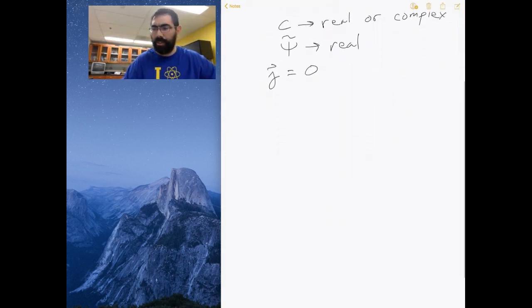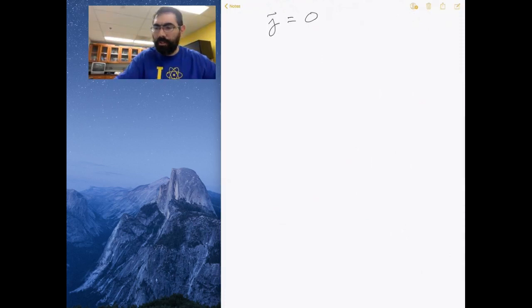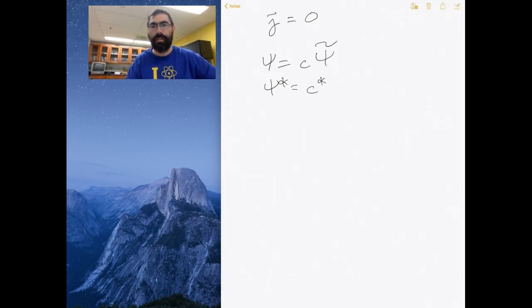In this case, I already wrote down that ψ is c times ψ̃. ψ* is c*, in case the coefficient is complex, times ψ̃. And ψ̃ is real, so it doesn't have a complex nature to it. Okay, so let's put that into the equation.